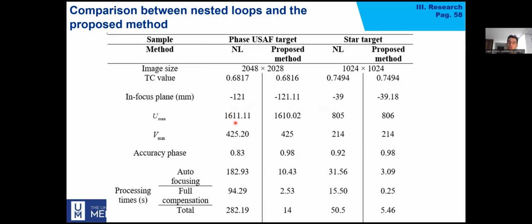However, there is a huge difference in the time to perform the autofocus and the phase reconstruction. These are the times for the autofocusing, these are the times for the full compensation, and these are the total times. You can see the difference: 182 seconds for nested loops versus 10 seconds using the proposed method. Also, it's important to remark that the accuracy for the phase was better using the proposed method.